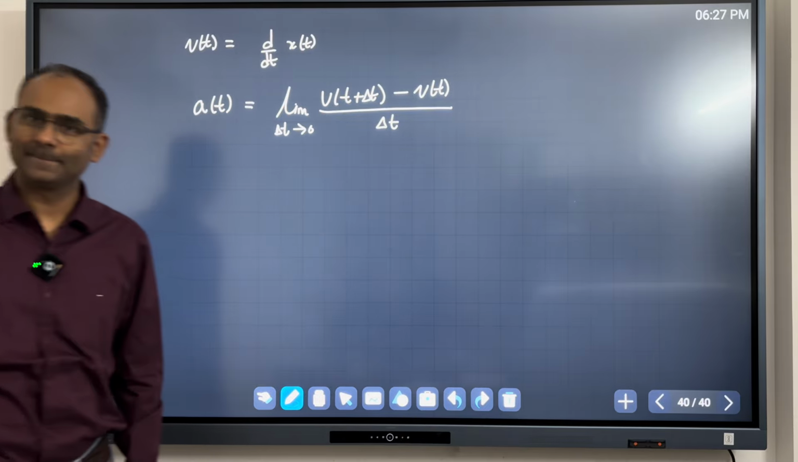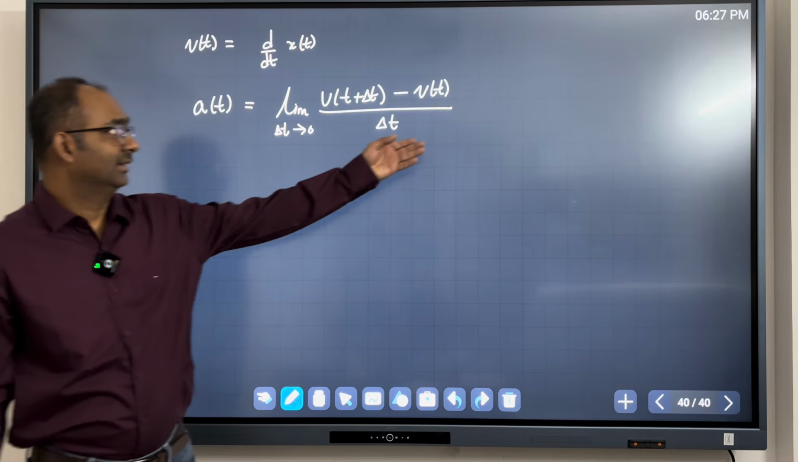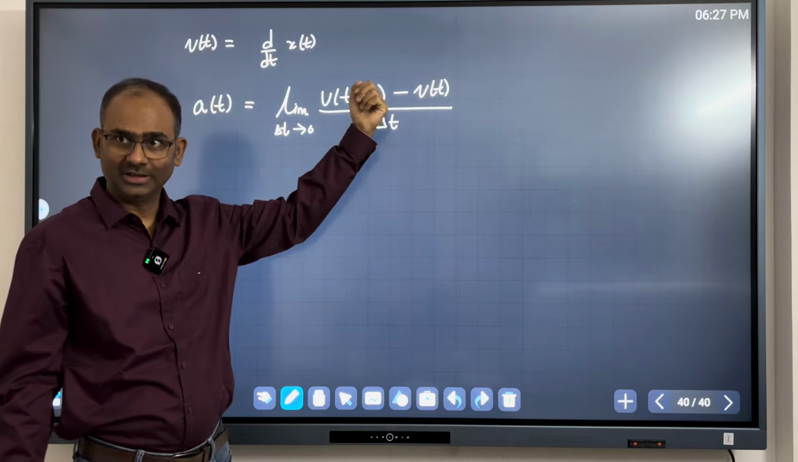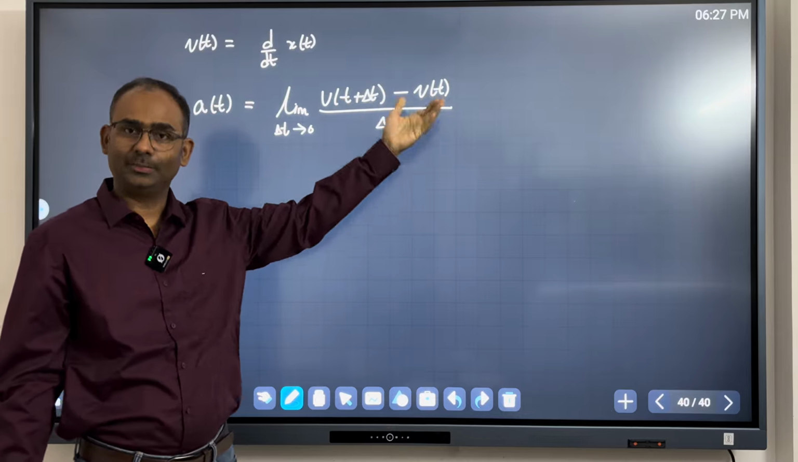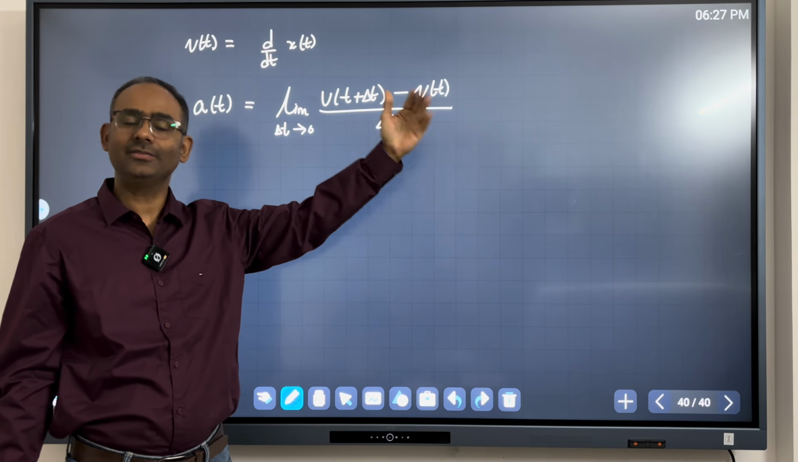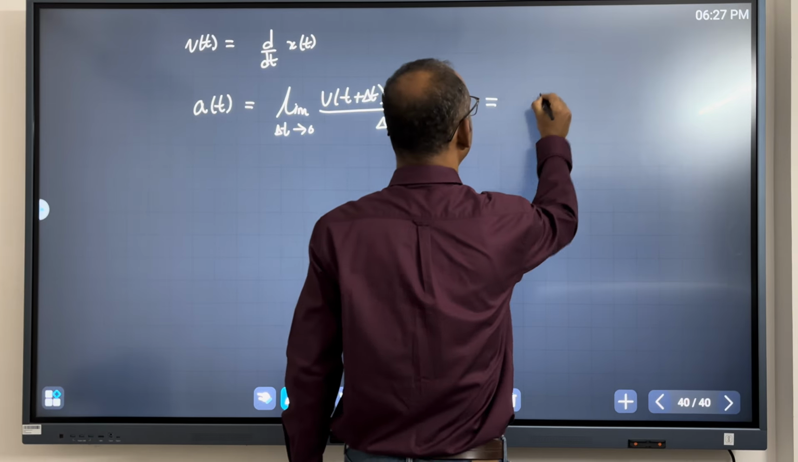Is that okay? But what is that? That's the derivative of velocity. But what's velocity? Velocity is the derivative of position. So it is the derivative of the position, and you again take the derivative, right? So that's the second derivative.